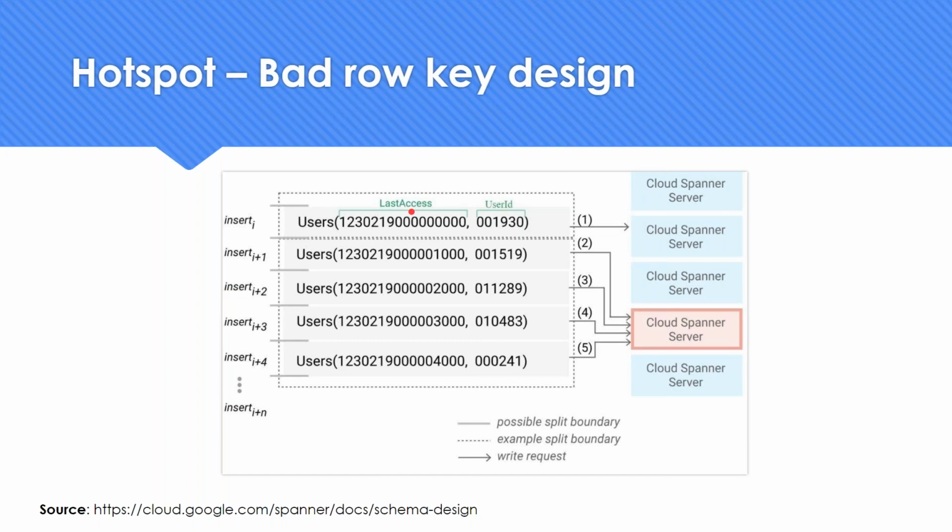At 9 o'clock, many people will log in. So if you see here at this timestamp, there are many user IDs logging in. Now the design is really bad. Why? The first few letters, or the few combination, is always going to be the same.